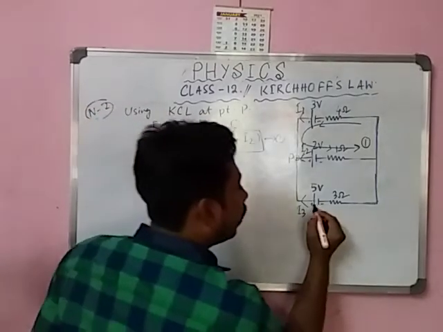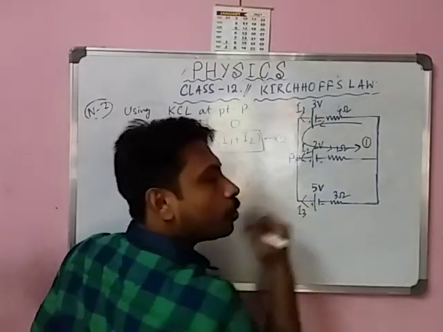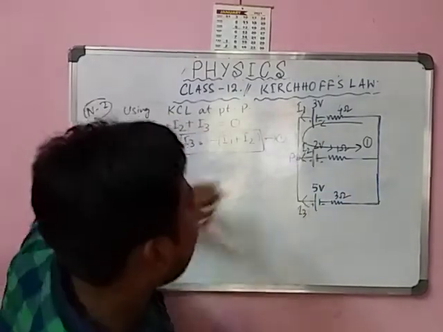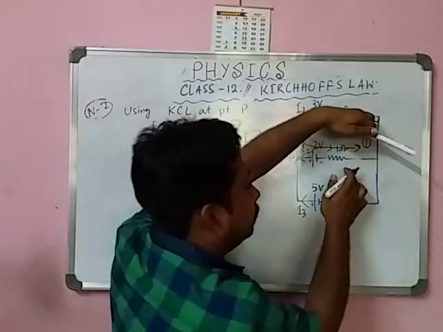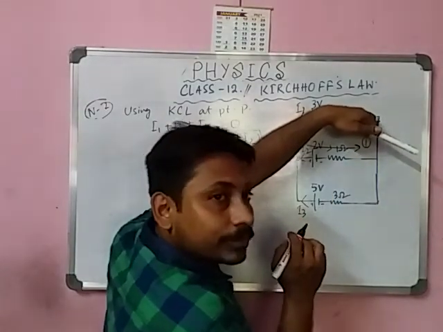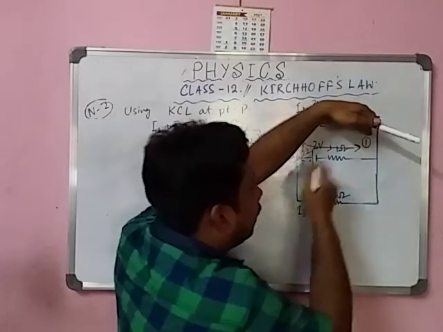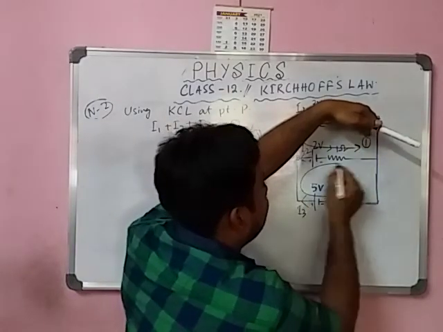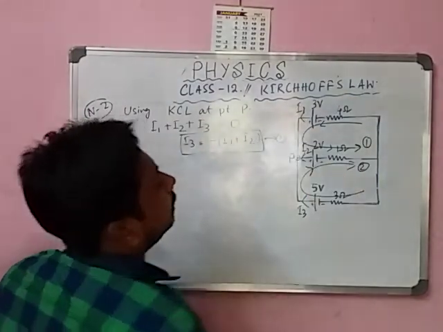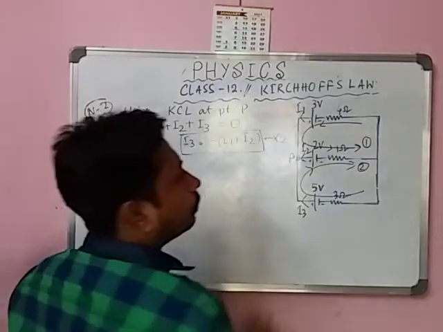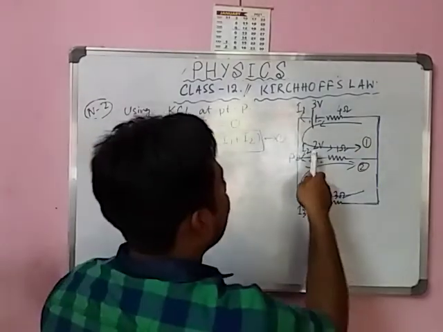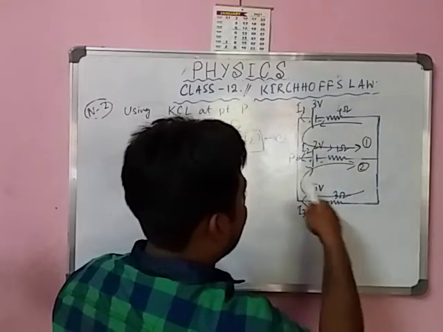Now consider loop 2. There are 2 EMFs, one 5 and another 2. Forget about 1. Now think about 5 and 2, the two EMFs. Which one is higher? Yes, 5. So you can consider the direction of current from 5 to 2 like this. I think all of you understood. So you take from higher to lower, higher to lower.